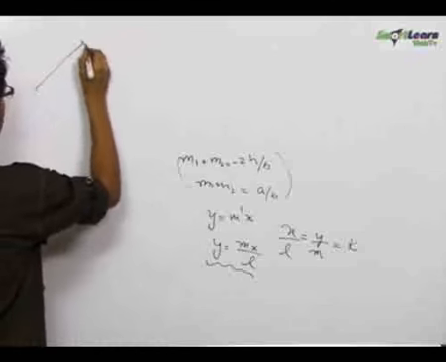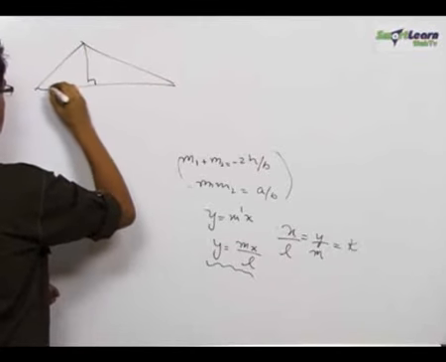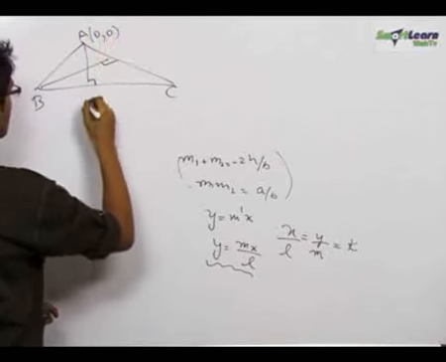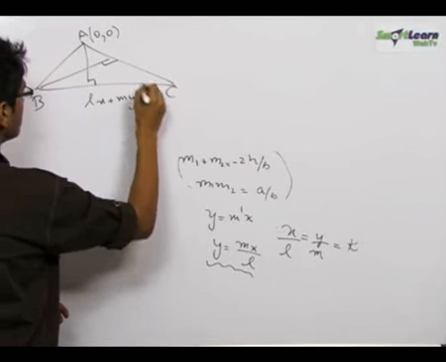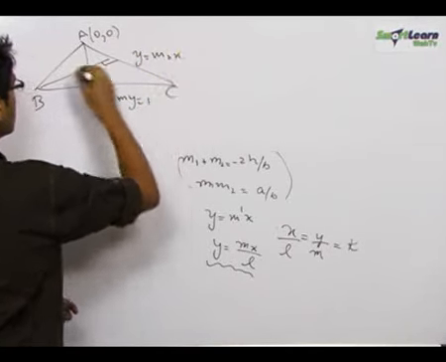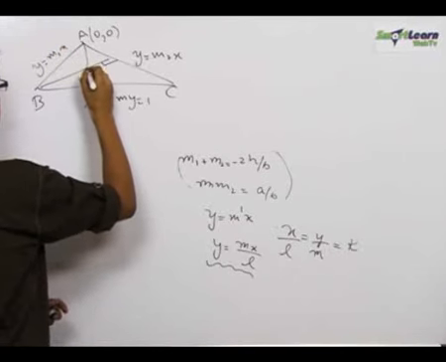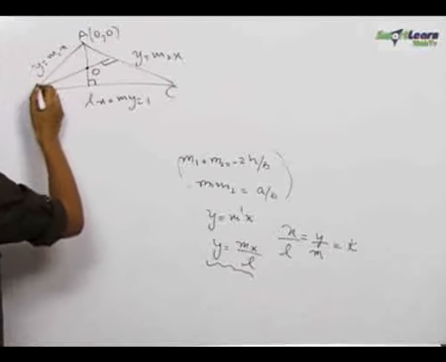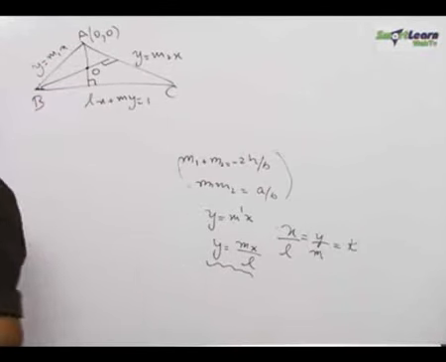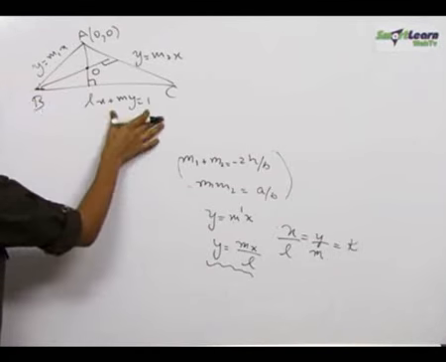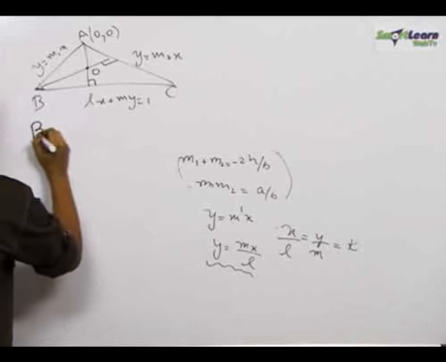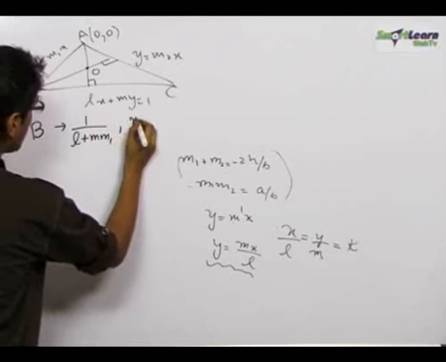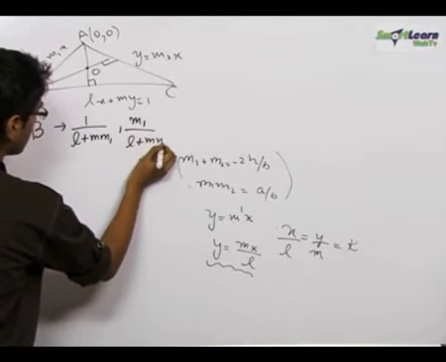Let us redraw the triangle again. A, B, C, (0, 0), Lx plus My equals 1, y equals m2x, y equals m1x, and this was our orthocenter O. On solving the lines AB and BC, we can very easily get the coordinates of point B. So solving y equals m1x and Lx plus My equals 1, we get the coordinates of point B as 1 upon (L plus mm1), m1 upon (L plus mm1).